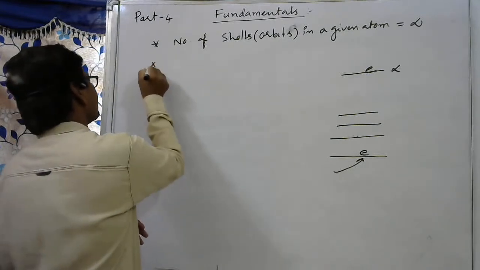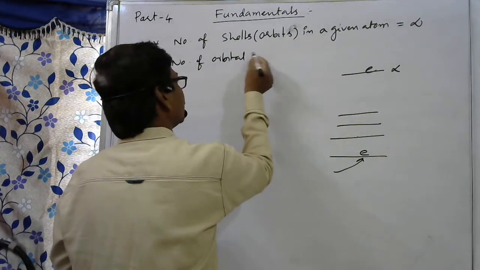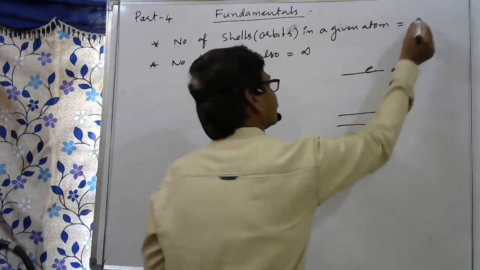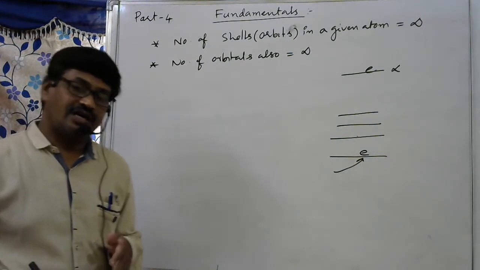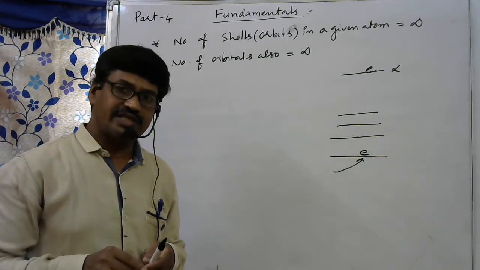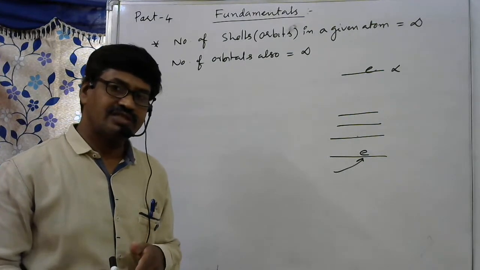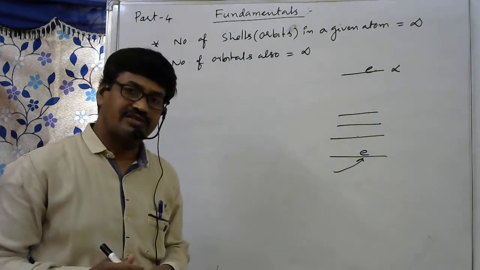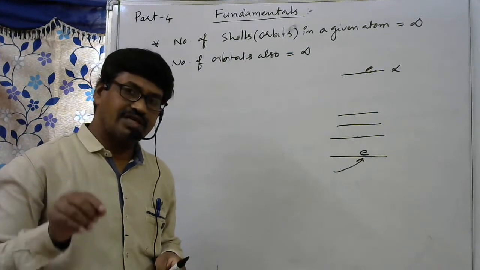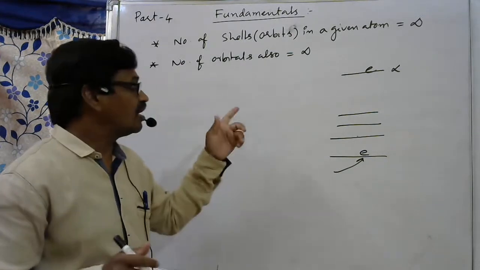Similarly, the number of orbitals in a given shell is equal to n only, so the number of orbitals also equals infinity; we can't count. But in our periodic table, the number of elements discovered till now is 118. There is a space in our periodic table for 118 elements. For writing the electron configuration of 118 elements, an infinite number of shells or orbitals is not required. As per the number of elements discovered, a limited number of shells and a limited number of orbitals are required.